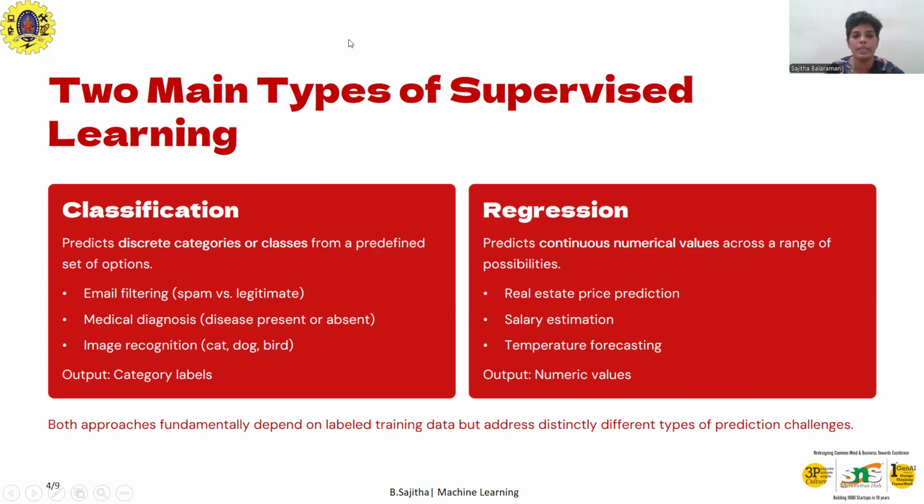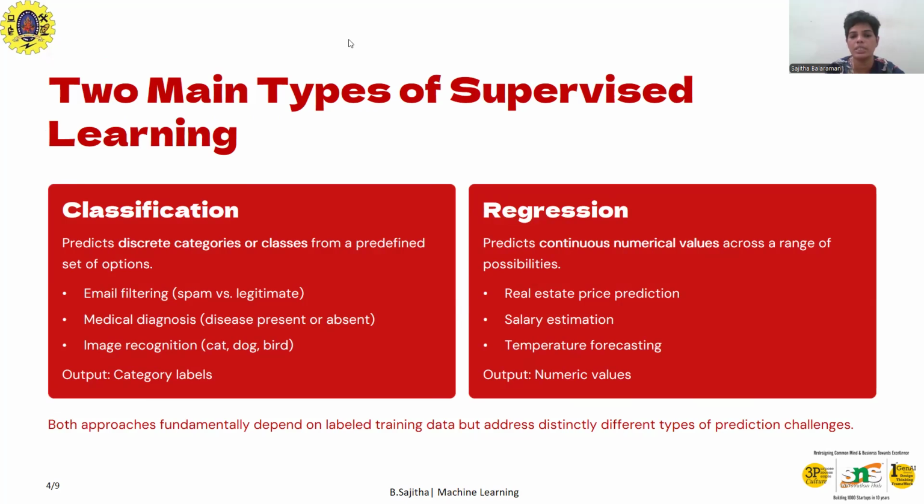So there are two main types of supervised learning. One is classification and the other one is regression. Classification generally gives yes or no type of answers. Say for example, whether an email is spam or legitimate, and medical diagnosis, whether the disease is present or not. Say for instance, the person has heart disease or doesn't have. And image recognition, whether it is a cat, a dog, or a bird. That is the output category labels.